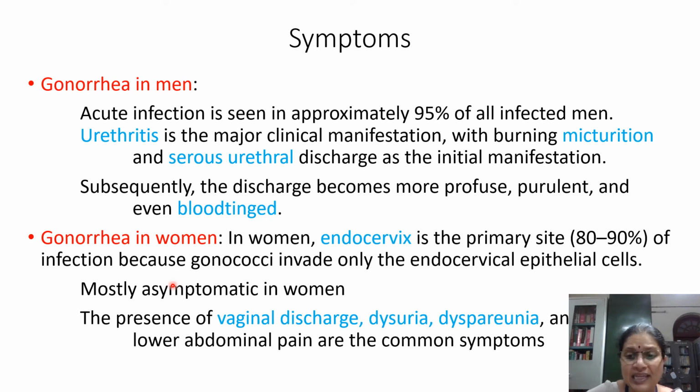But as I said, even after infection most of the women will be totally asymptomatic, they will not show symptoms. But if there are symptoms, how will you find them? The presence of vaginal discharge, that is white discharge from the vaginal region, might be observed. Or dysuria, that is, while urinating there will be a lot of pain, and lower abdominal pain.